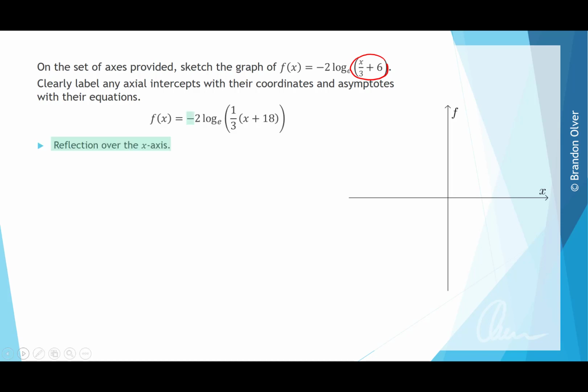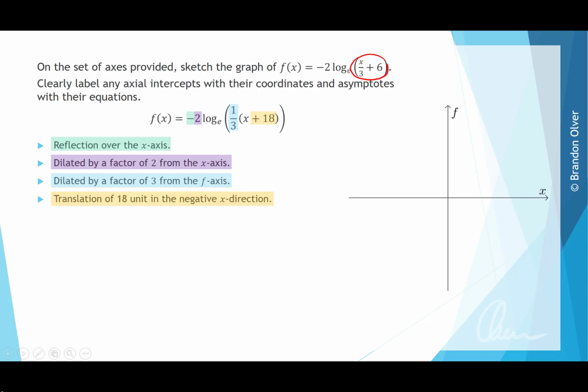So the negative sign out the front results in a reflection over the x-axis. The 2 is a dilation by a factor of 2 from the x-axis. The 1/3 inside the log results in a dilation by a factor of 3 from the f-axis, or the traditional y-axis. And finally, the plus 18 is a translation of 18 units in the negative x direction.